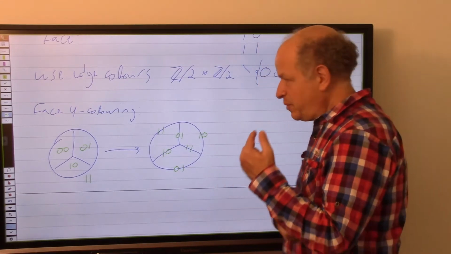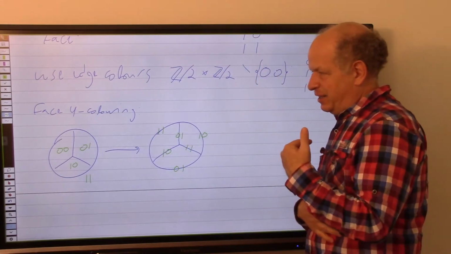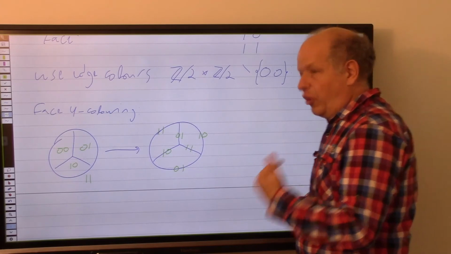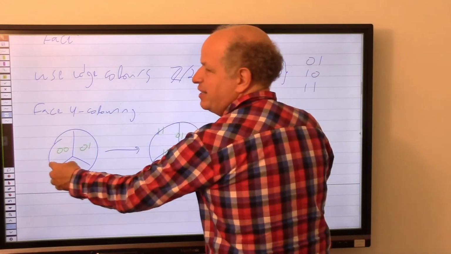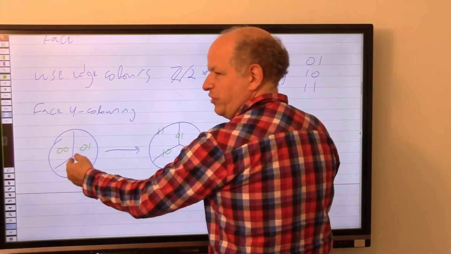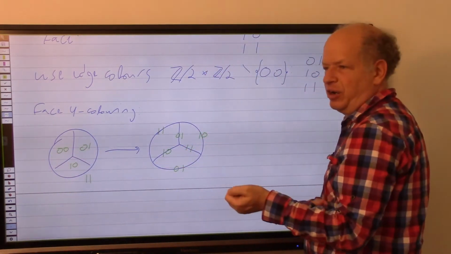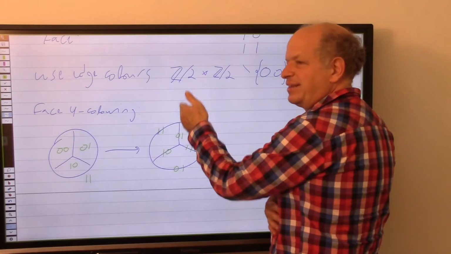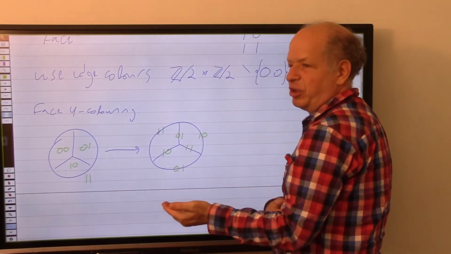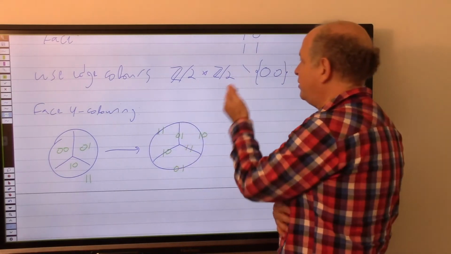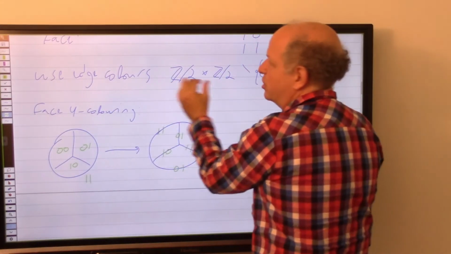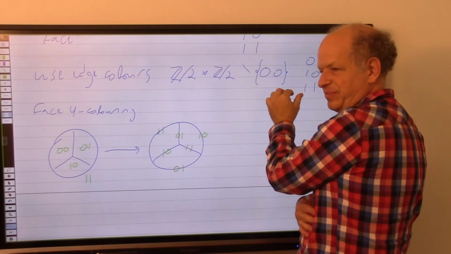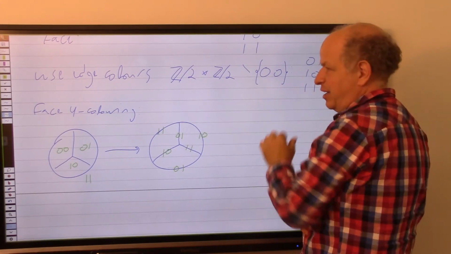Now, since the four-coloring was a legal map coloring, so no two adjacent faces had the same color, it means that the edges are never 0. So you get a coloring in the legal colors for the edges, right?